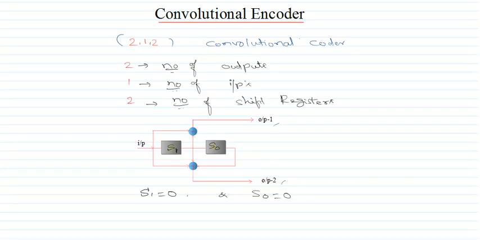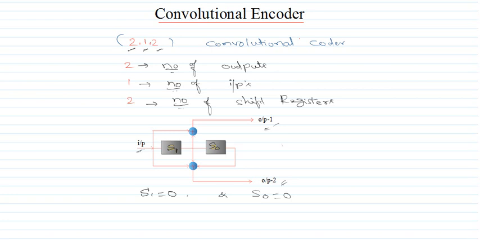Taking an example of a (2, 1, 2) convolutional encoder, the first 2 indicates the number of outputs, the 1 indicates the number of input lines, and the next 2 indicates the number of shift registers. This is the diagram of a convolutional encoder, wherein you can notice there are S1 and S0. These are the two shift registers. There is one input line and there are two output lines. This is one output line and the other one is output 2.